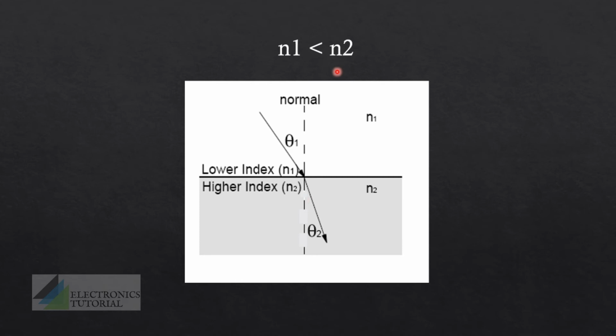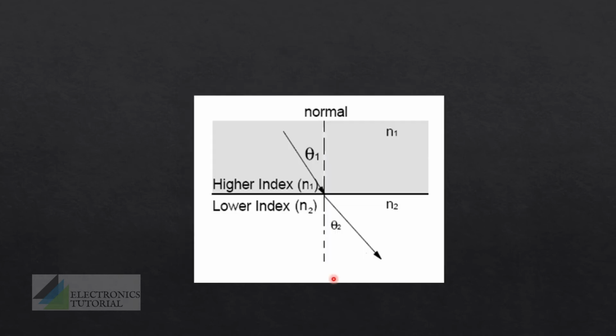With this condition n1 less than n2, keep in mind one thing, the deviation will be towards the normal. That is, the ray bent towards the normal. Similarly, we will consider the next condition, n1 greater than n2. That means the first medium is having a higher refractive index and the second medium is having a lower refractive index. In such a condition, we can see that the refracted beam deviated away from the normal. That is, with the condition n1 greater than n2, the ray will bend away from the normal.